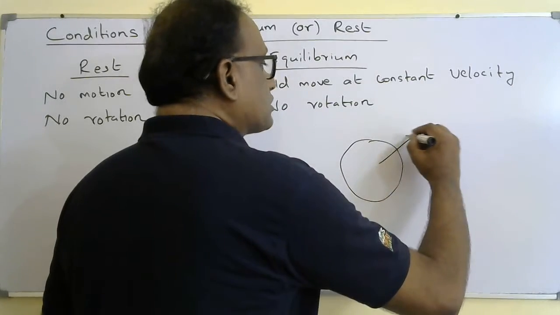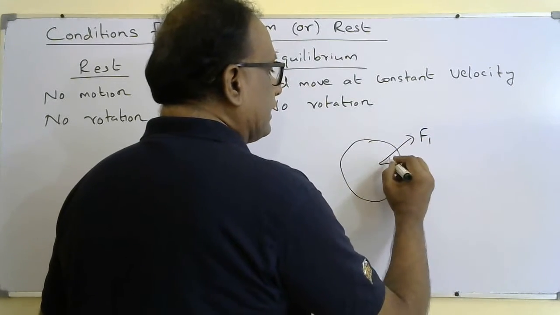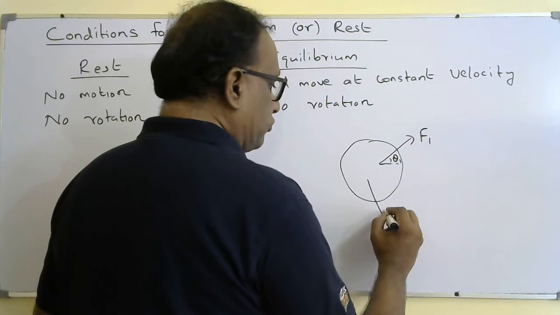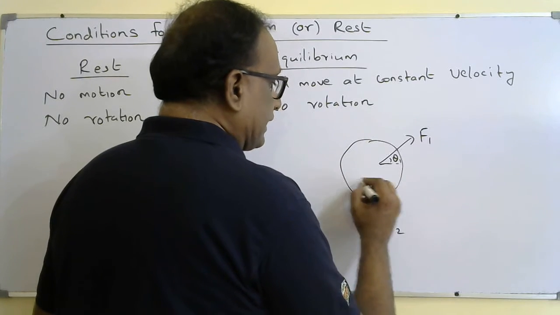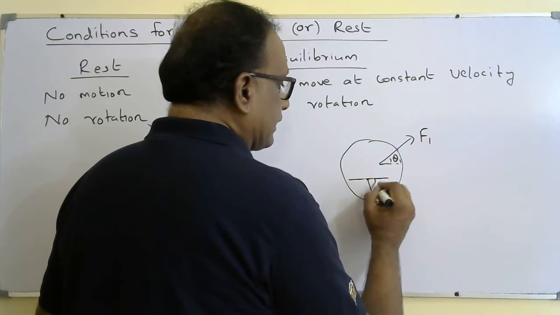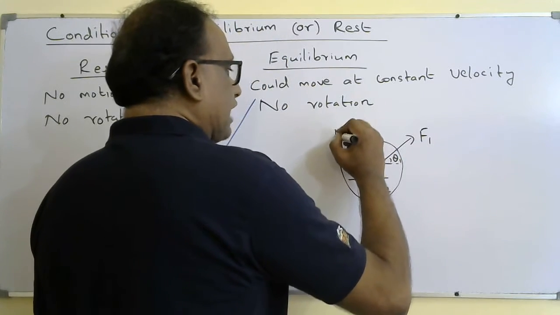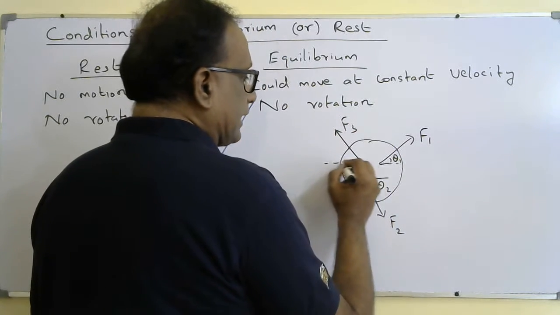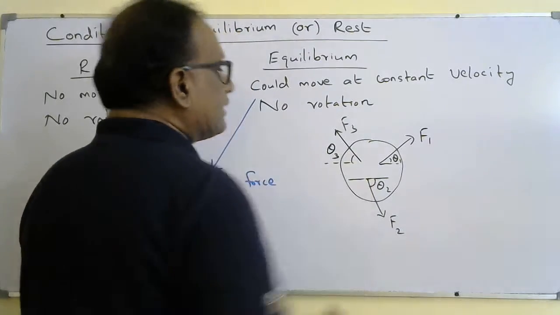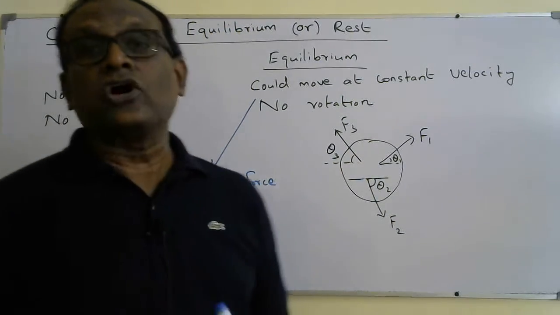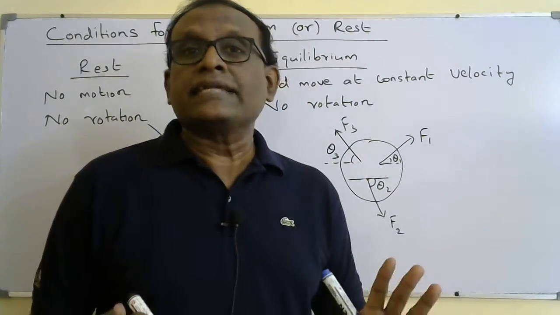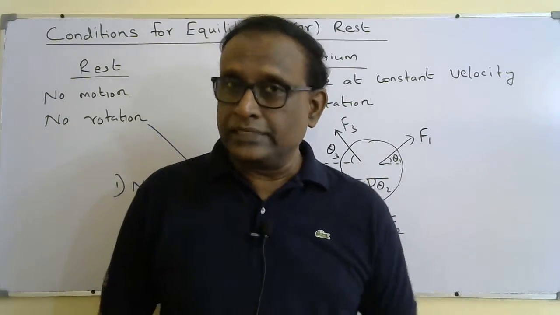Maybe it has a force, there is F1 acting at an angle theta 1. There is another force F2 that's acting at an angle theta 2. There is another force F3 that is acting at an angle theta 3. Like that, there are many forces acting on the object. But the object is at rest or equilibrium, same condition.